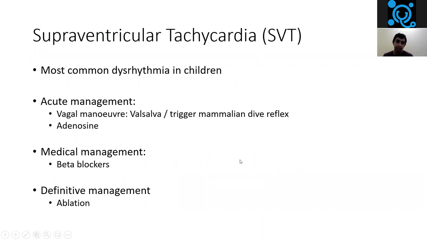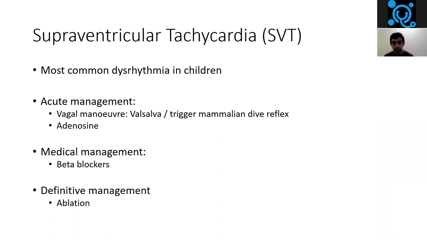So with SVT, as mentioned, it's the most common dysrhythmia in children. And acutely, you would want to do vagal maneuvers. So if children are not compliant, or it's just not going to happen, and they are old enough to understand, you can try and get them to do a Valsalva maneuver. So you can give them a 50 ml syringe and say, blow as hard as you can and try and push the stopper all the way to the top and get them to do it multiple times. And that can also have a similar effect. Or you can trigger the mammalian dive reflex, which works really well in babies.